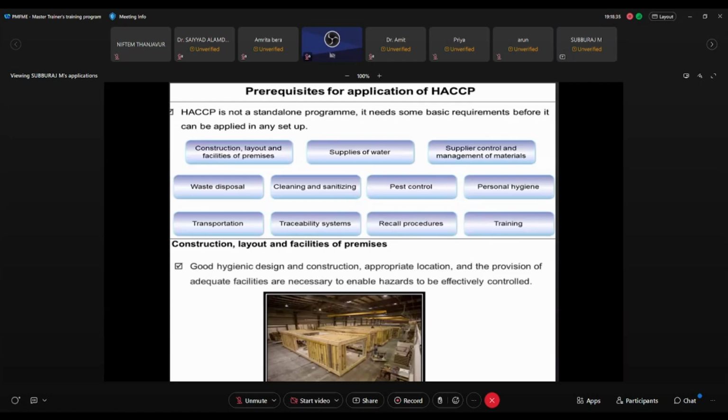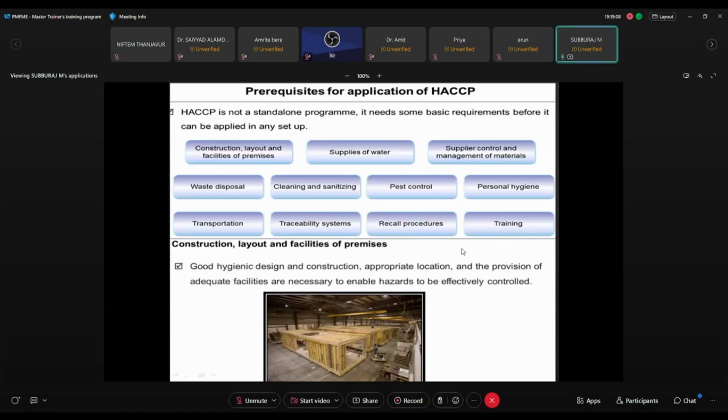The next one is hygiene, then supply of water and supplier control, and management of materials. In waste disposal, we have to think. Cleaning and sanitation, we have to think about that. Pest control system and management. Personal hygiene is a mandatory one. Then transportation, traceability, recall procedures, and then training. These are the very important prerequisite programs for the application of HACCP.